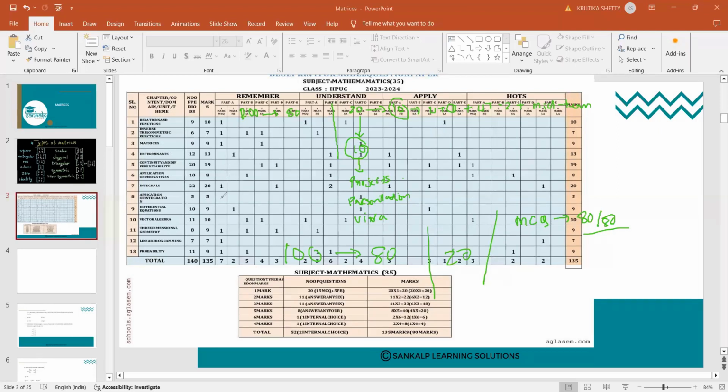Integral, there is an MCQ. Differential equation, there is an MCQ. You can see this in part A. An MCQ is a 1 mark question. I think it is present in all the topics. If you go through the blueprint in detail, in relation and functions here there is one question, and again there is another question here.